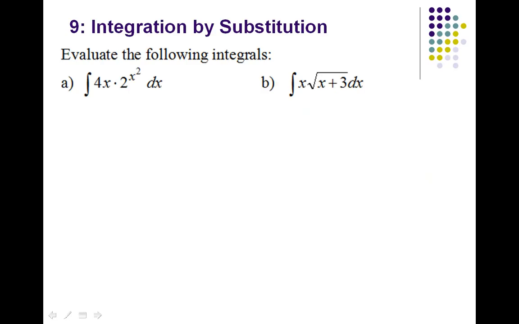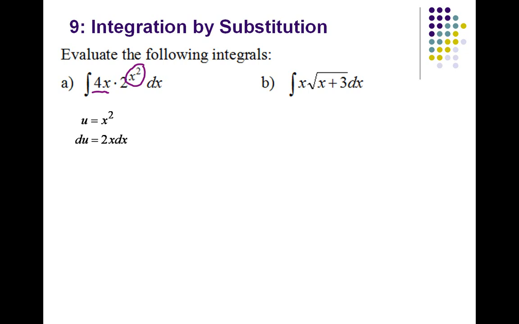Okay, first, just straight substitution problems. We're going to evaluate the following. Now, on this first one right here, notice how we have x squared up here. If I take its derivative, I'm going to get 2x. 4x is a form of that derivative. That tells me my substitution. I let u equal x squared. Take the derivative, I get du equals 2x dx.